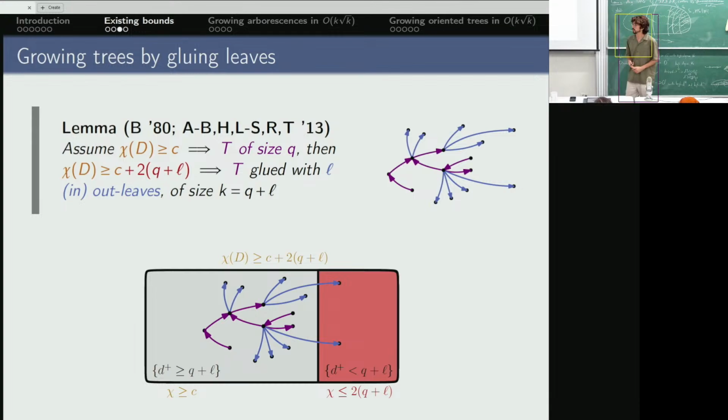Sorry. So is this clear? Do you have any questions? So I have a bound for the tree T, this purple tree, and I can derive a worse bound for a larger tree, T glued with l leaves.